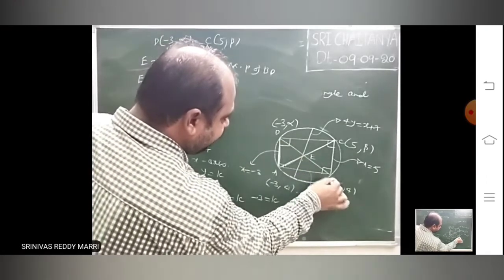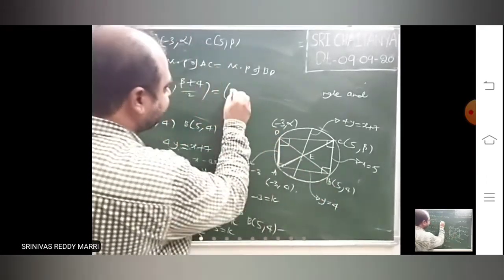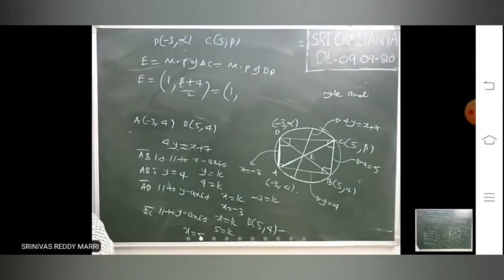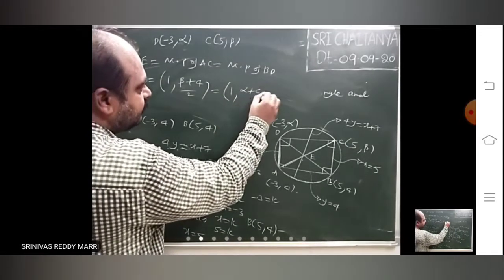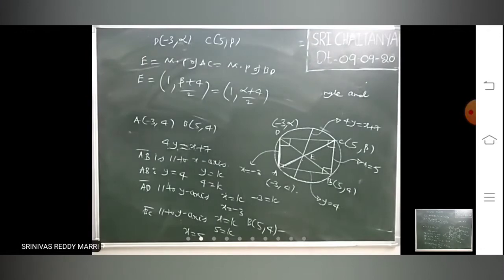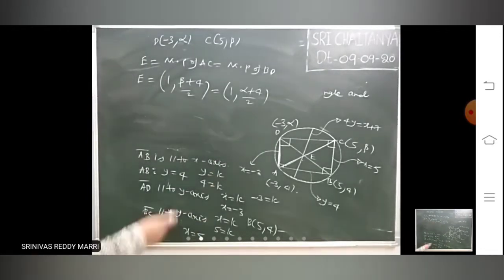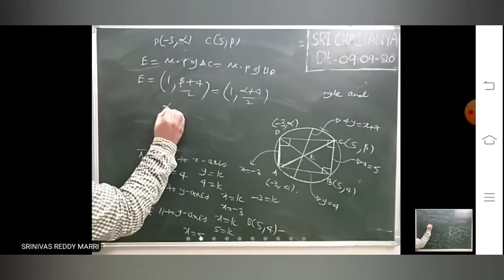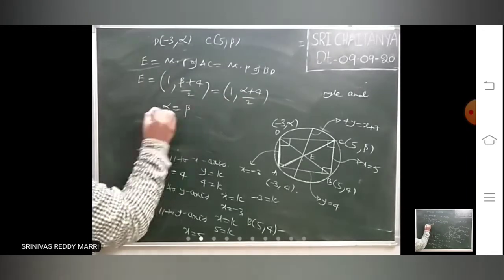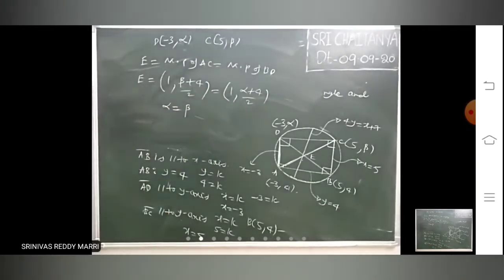Look at midpoint of BD. Minus 3 plus 5 by 2 comma alpha plus 4 by 2. So therefore 1 equal to 1. If you equate these two, this equal to this, you will get alpha equal to beta. Okay, 2 cancel, 4 cancel. Alpha equals to beta. Alpha equal to beta you got.